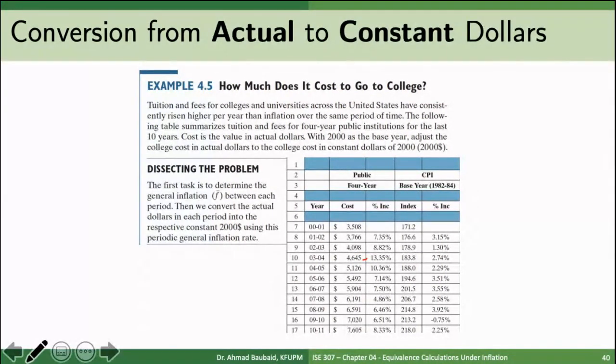And what is the question asking? It says, well, first of all, adjust the actual dollar cost to constant dollar costs with 2000, which is the first time period, as the base period, which is kind of convenient. And you're given CPI values for every year, right?